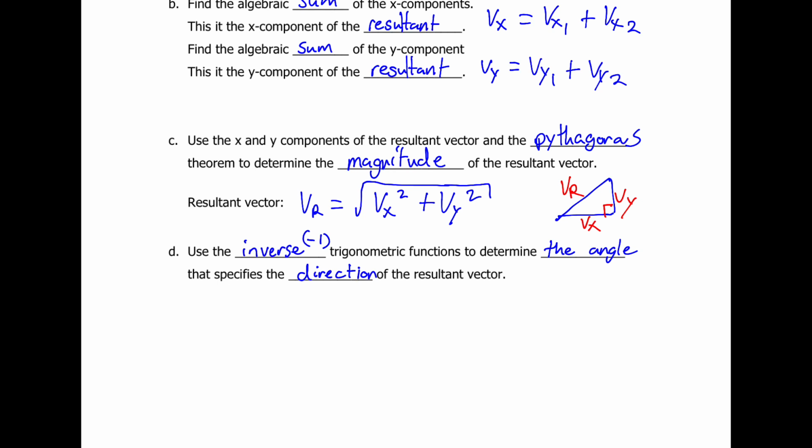So if I want to use these two sides of a triangle, which ratio am I going to use? We're going to use tangent. So the tan of the angle equals Vy divided by Vx. So the angle itself equals tan minus 1 of Vy divided by Vx. So in this particular case, why does the Vy go on the top of the fraction?